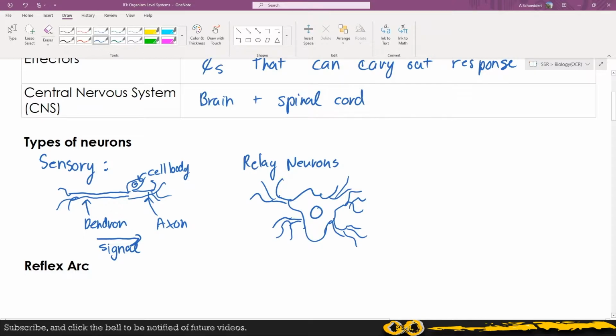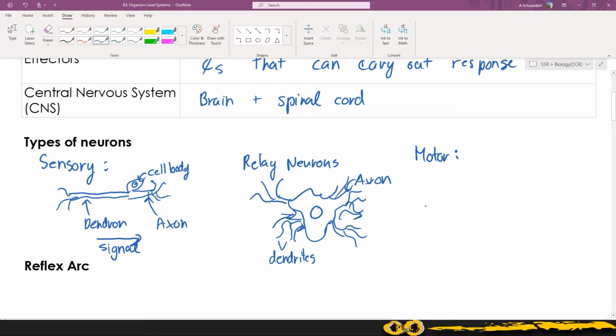The ends, these little connections here, are the dendrites, and they'll connect to a bunch of different neurons that are coming in, and the signal will come up and in this way, and then it will be sent out via the axon on the other side and sent on either to another relay or to a motor neuron. And the motor neuron is going to be able to carry the response to the effector.